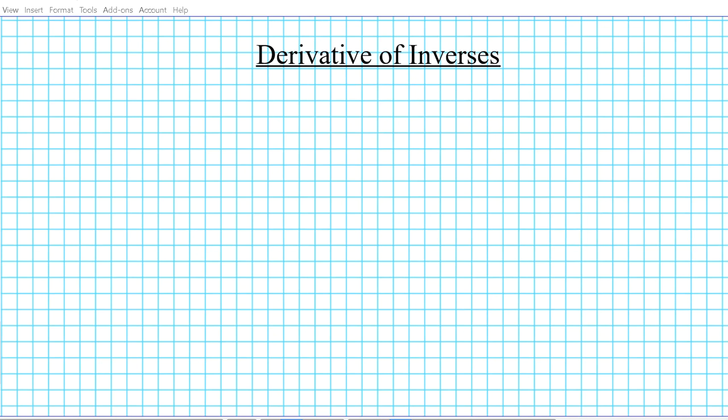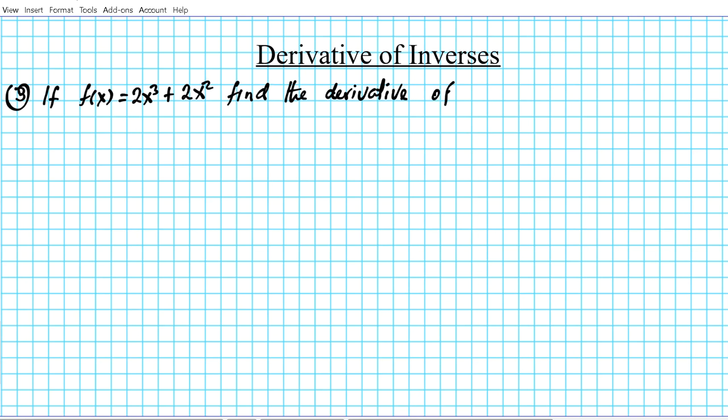Number 3, we're going to be looking at how to find the derivative of inverses. So question 3 is as follows. If the function f of x is 2x to the third plus 2x squared, we have to find the derivative of f inverse of x at x equals 4, where the inverse evaluated at 4 equals 1.